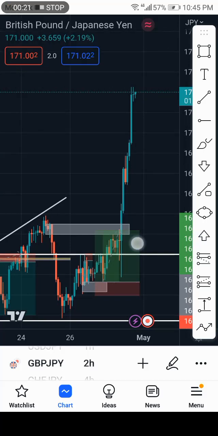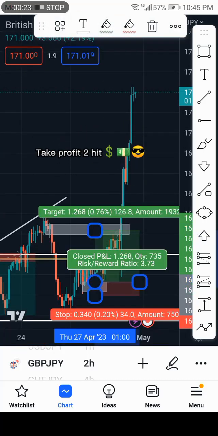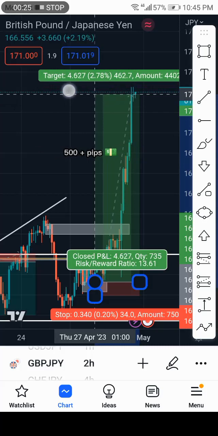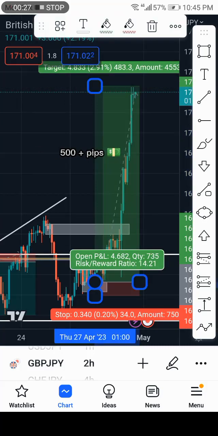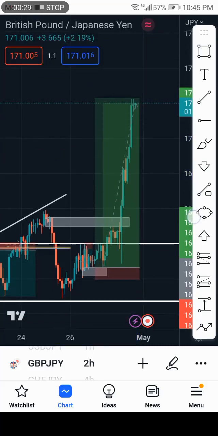Let's see what happens. Here we go. This is the way you can trade with order block area and take a sniper entry. I took 500 pips in just one trade. I made $400 in just one trade.